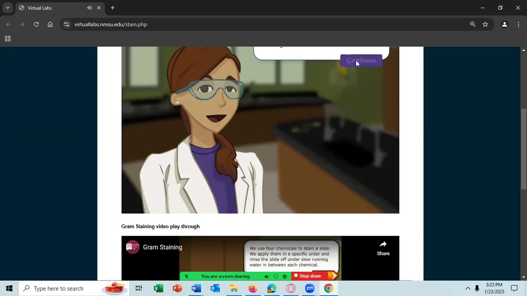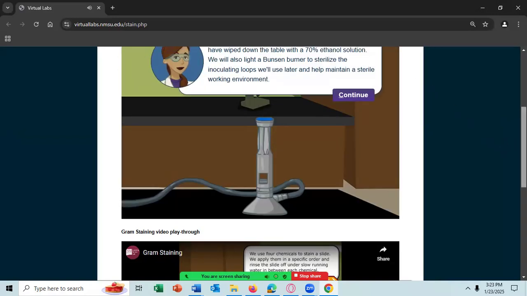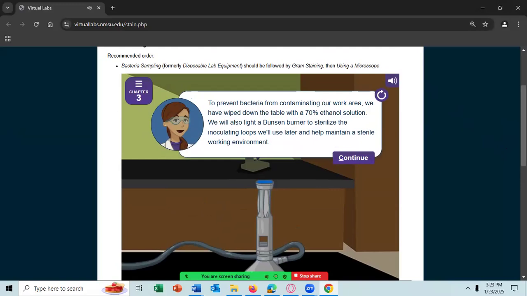All right. Let's prepare our slides for gram staining. To prevent bacteria from contaminating our work area, we have wiped down the table with a 70% ethanol solution. We will also light a Bunsen burner to sterilize the inoculating loops we'll use later and help maintain a sterile working environment.